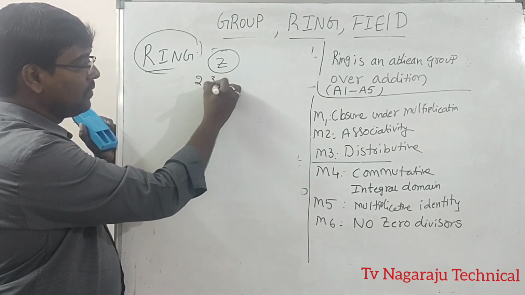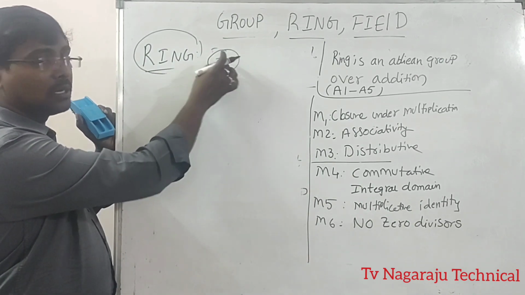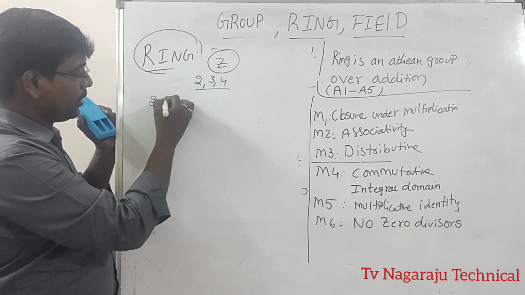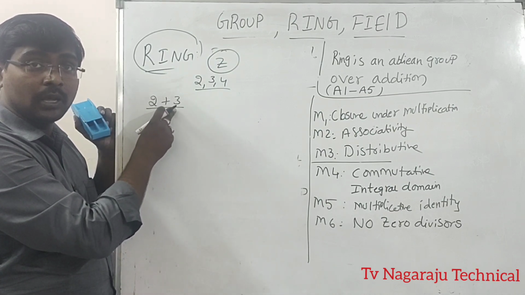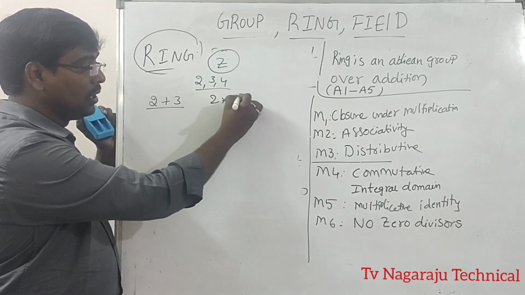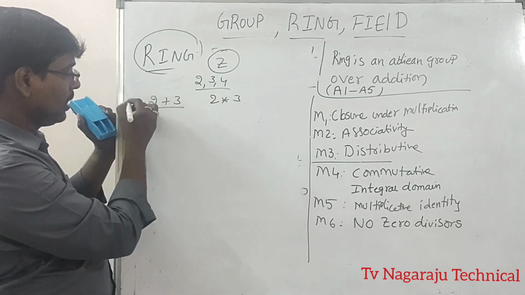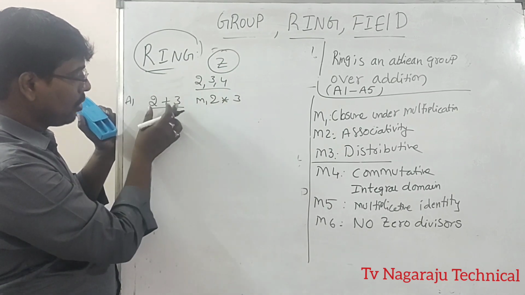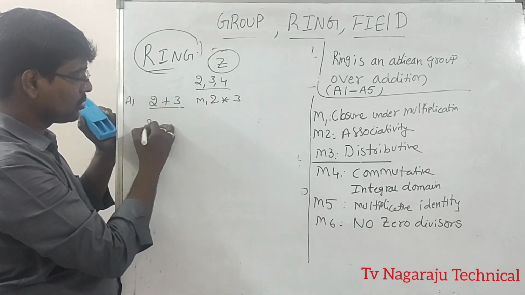Assume 2, 3, 4 are some elements that belong to Z. 2 plus 3, the addition of any two numbers, also belongs. So, closure for addition. 2 into 3, multiplication closure, for example A1, M1. Closure for addition belongs to Z. The multiplication also belongs to Z.